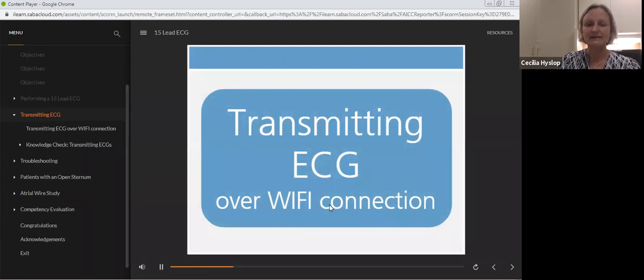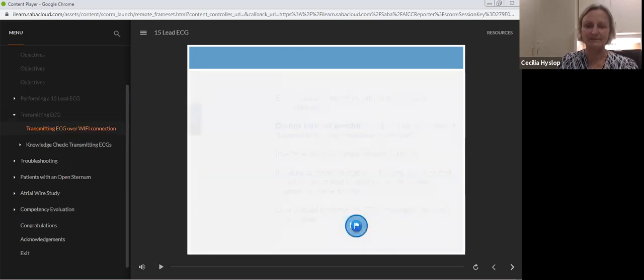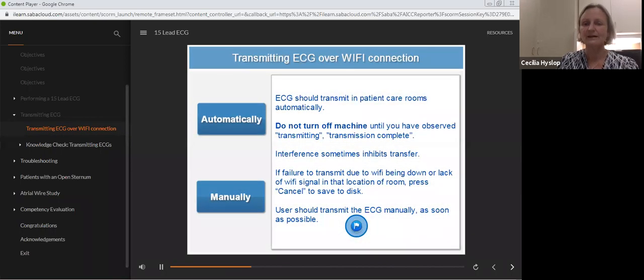So transmitting the ECG over Wi-Fi connection. Again, this is specific to sick kids. ECG should transmit in patient care rooms automatically. So don't turn the machine off until you've observed the words transmitting come across the screen. Sometimes you just might need to move it to the middle of the room.